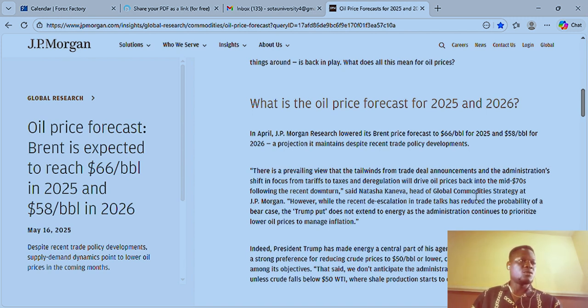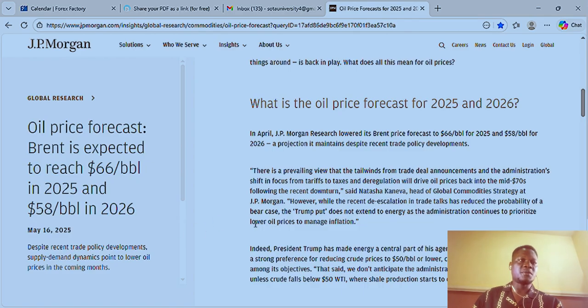All right. Then in 2025, their projection for the US oil in 2026 is $58 per barrel. So you can see our analysis corresponds with what they are saying. Our analysis said the US oil is going to drop towards below $50. The same thing JP Morgan is saying, $58 per barrel in 2026. So JP Morgan expects the US oil to reach $66 per barrel in 2025 and $58 per barrel in 2026.